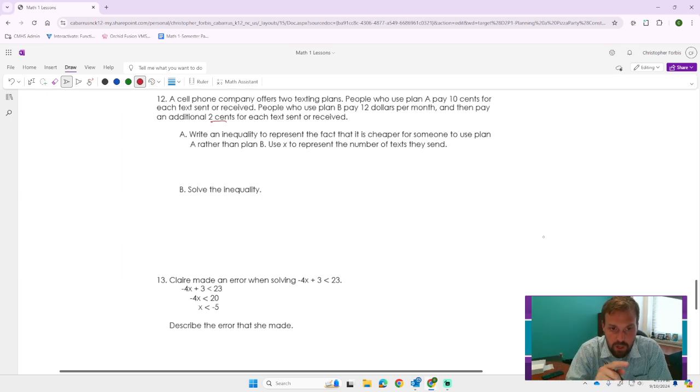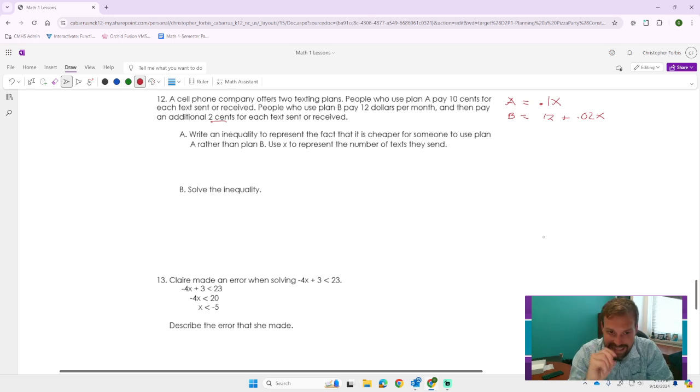It says write an inequality. Well, let's actually write those out. So A's equation, 10 cents for every text. That's just 0.1 times x. 10 cents for every text x. B's equation is $12 initially, but it's only 2 cents or 0.02 for every text x. So those are our 2 equations.